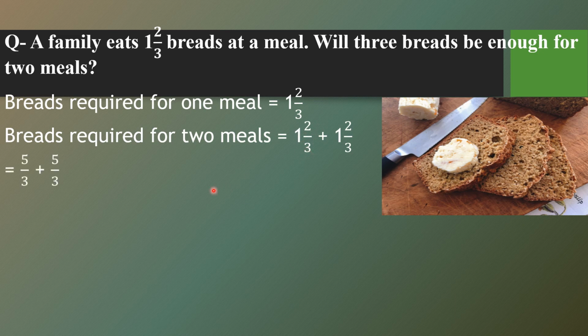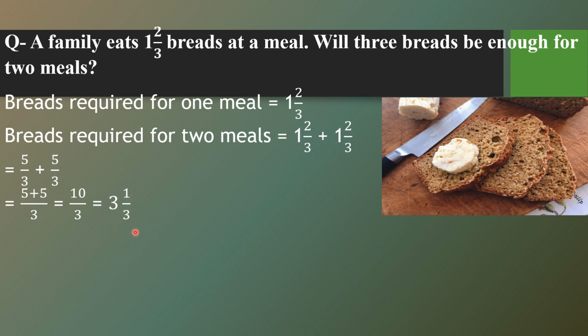So here are 5 by 3 plus 5 by 3, and because the denominators are the same, addition is very easy. Write the denominator 3 and add the numerators. It means 5 plus 5 by 3 equals 10 by 3. Now convert this into a mixed number. So 3 threes are 9. It means 3 as a whole number and 1 by 3.